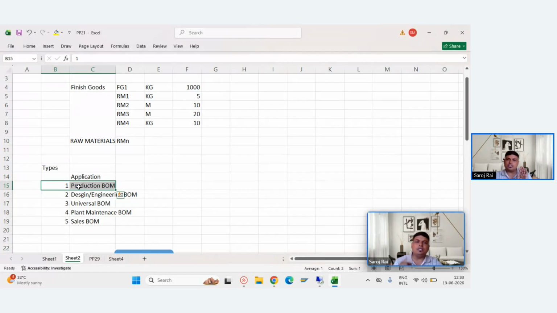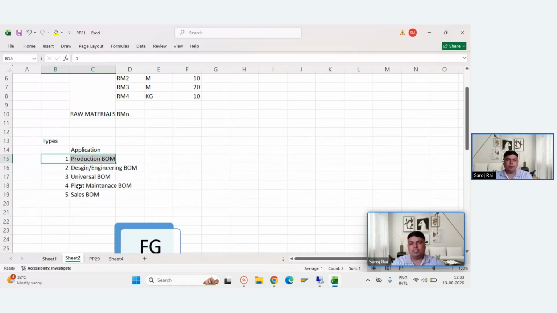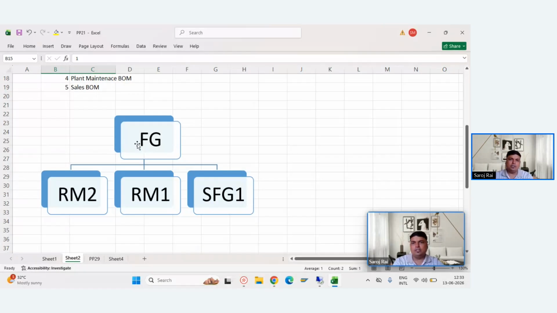Now on the basis of structure, there are BOM types also: single level BOM and multi-level BOM. So what is a single level BOM? For example, suppose this is my FG code. I require a couple of materials, raw material 1, 2, 3, and so on. There will be only one BOM. Inside the BOM, there is no other BOM. So that is what we call a single level BOM.